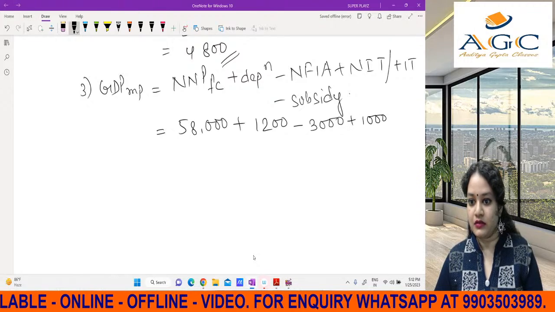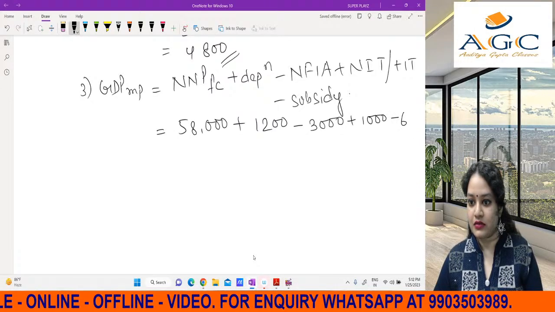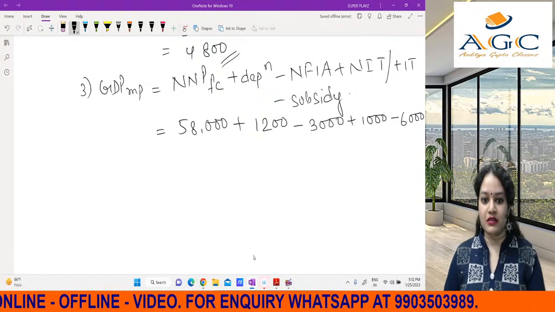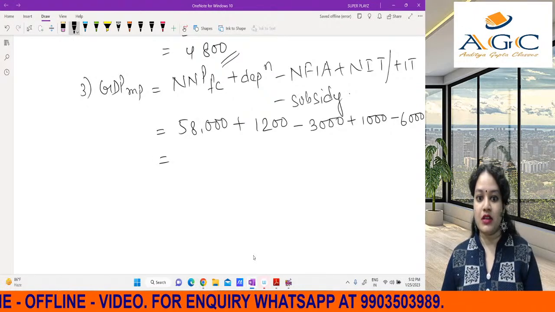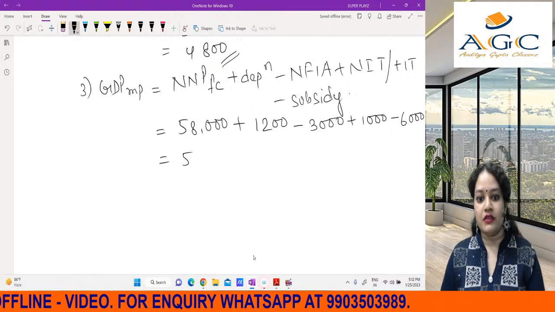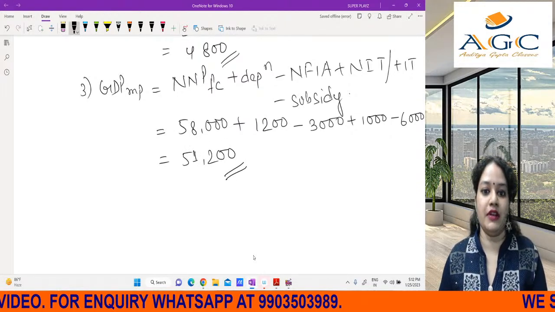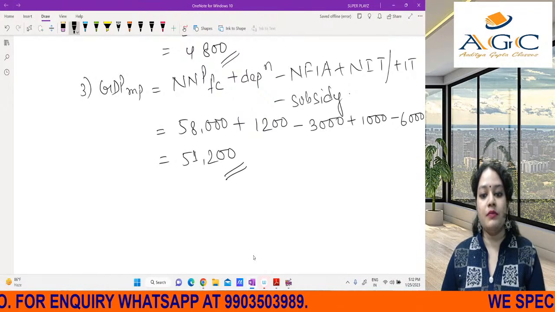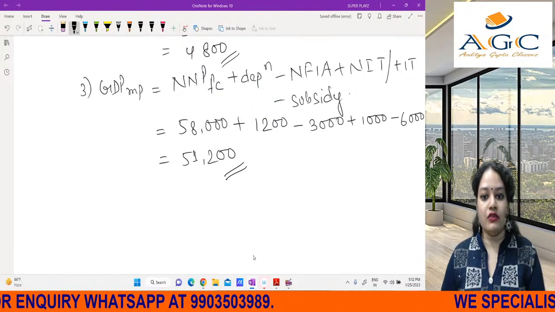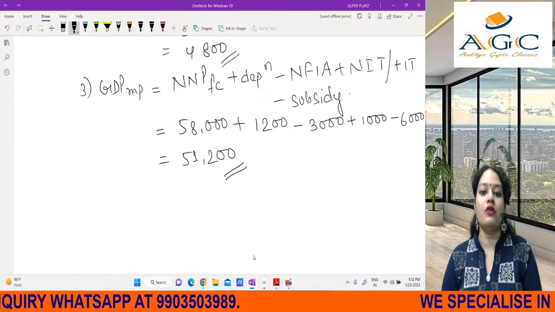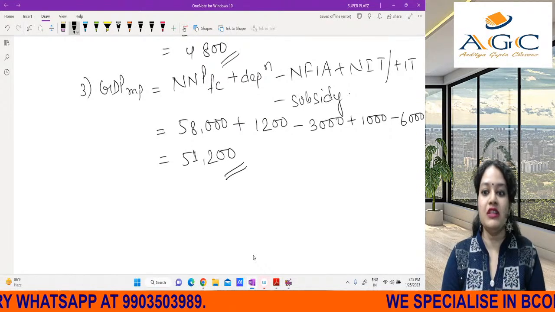Plus 1,000 minus 6,000. So that would give us minus 5,000. What's the answer? 51,200. The answer to this would be 51,200. If you know the formulas properly, if you do the calculation properly, you will be able to solve the whole sum. So this is what you had to do.